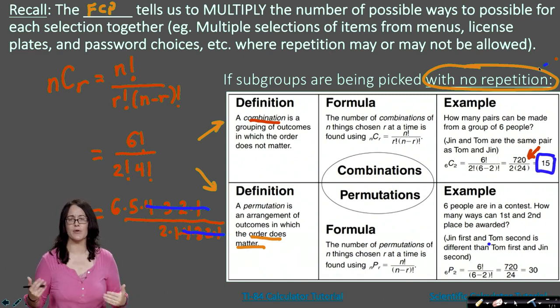So what we're saying is, if you have a group of 6 people and you want to know how many ways you could pair them up, where order doesn't matter in the order in which you pick the people, it turns out there are 15 ways to do that.